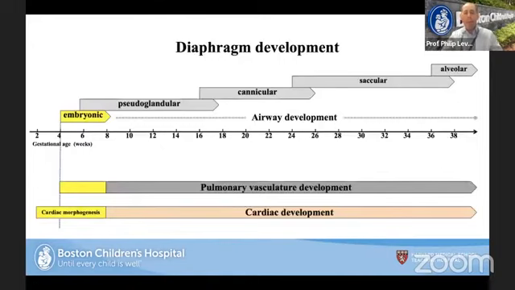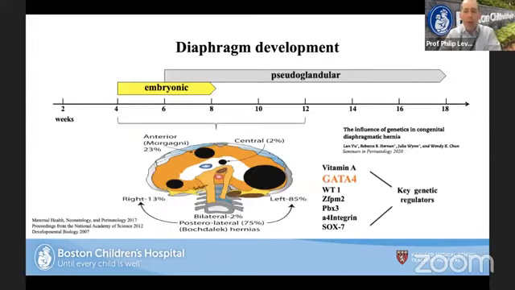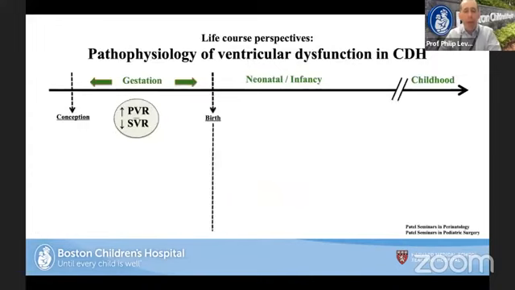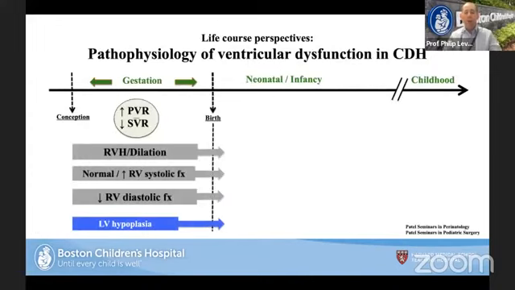But when you stop and think about the beginning of my talk, I talked about the diaphragm, I talked about the development. Well, guess what? The diaphragm also develops at the same time as the airway, the vascular development, and the cardiac development. So when you think about this over time, you can understand that there are definitely genetic regulators occurring during the embryonic stage.